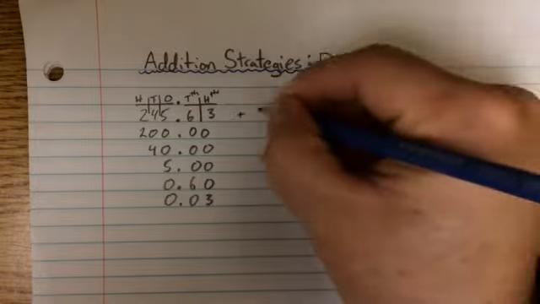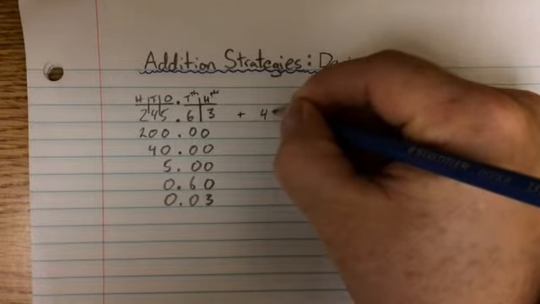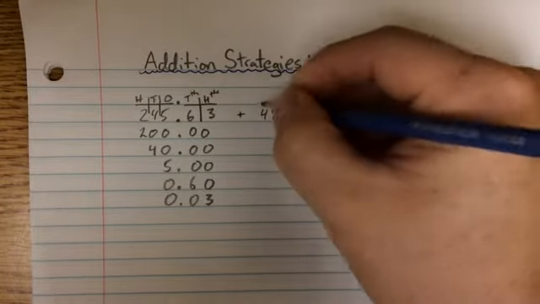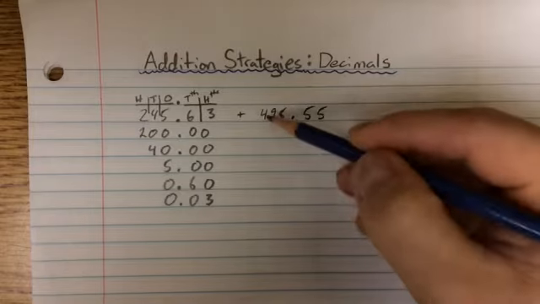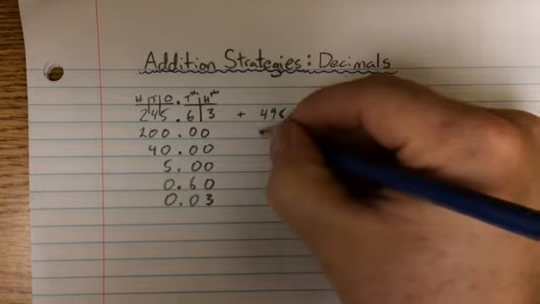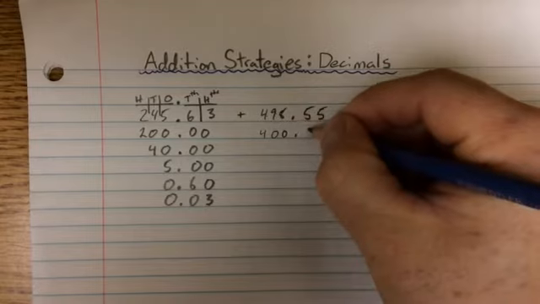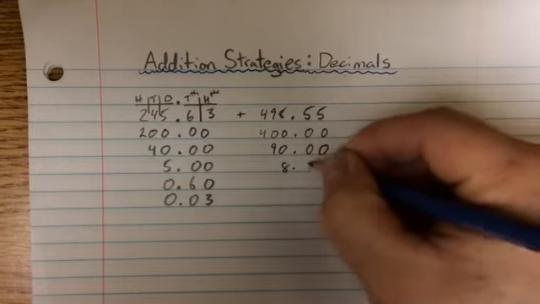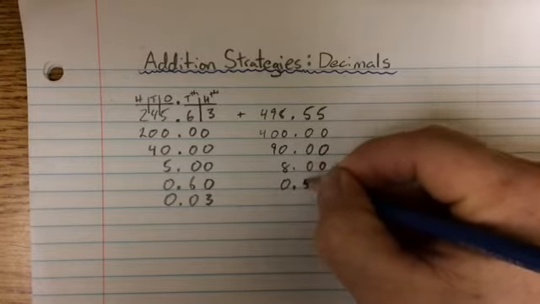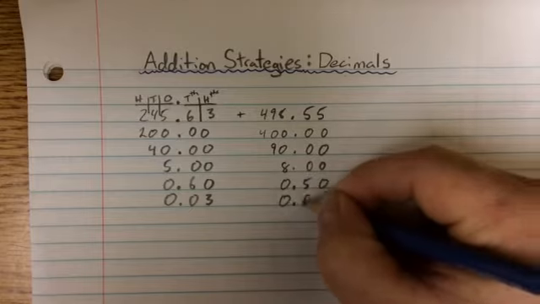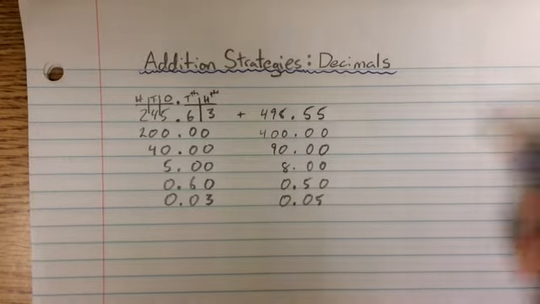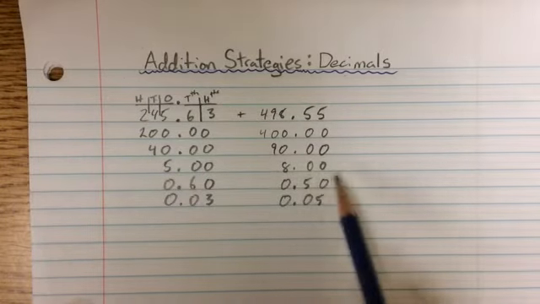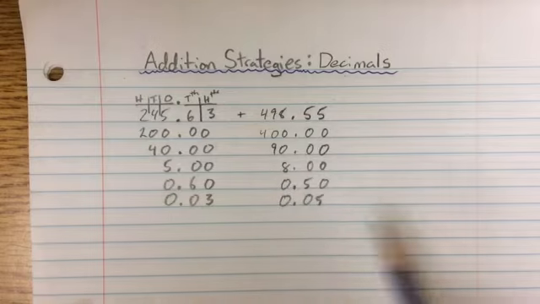So if I'm going to add to the number 498.55, I don't have to draw the HTO chart, but I still need to know the value of each individual digit. There's 400, 90, 8 ones, 5 tenths, and 5 hundredths. By doing this expanded form and making sure that my place values are lined up even across, I can do a horizontal addition practice.